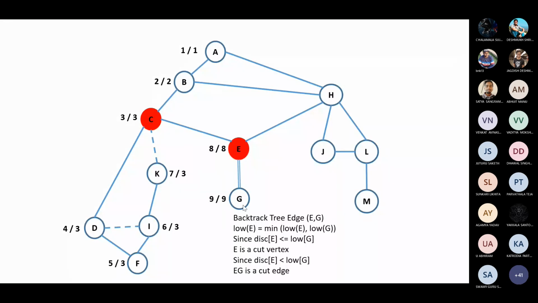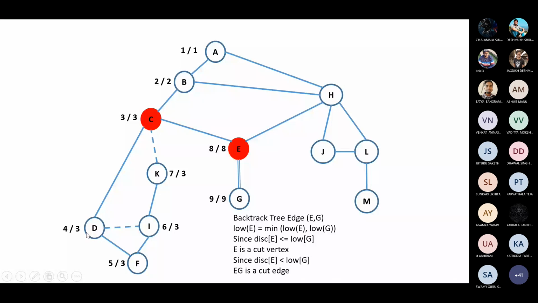You see here that जहां पे जैसे C is a cut vertex, but CD is not a cut edge. Why? C is a cut vertex because C के जो डिस्कवरी टाइम है और इसके जो लो वैल्यू है, D के जो लो वैल्यू है, both are same, both are 3 3. So from D through back edge you can reach to C. So CD cannot be a cut edge.